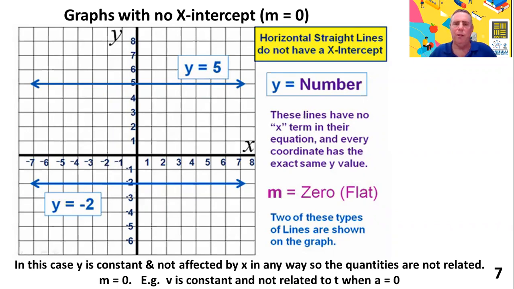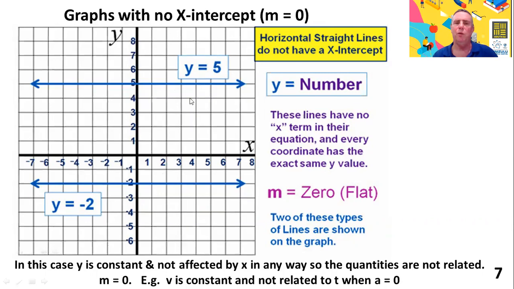Now, you will see these quite a lot, particularly your acceleration time graphs are usually horizontal straight lines. Another example could be if acceleration is 0 and this was a velocity time graph, your velocity would be constant, so it would be represented by a line like this.